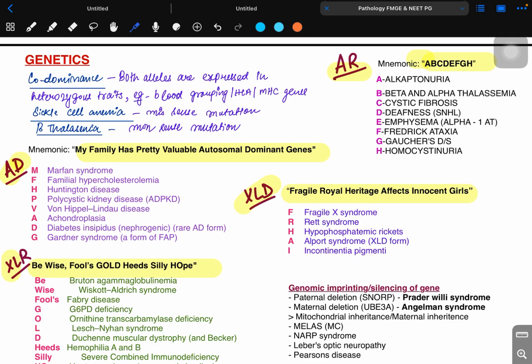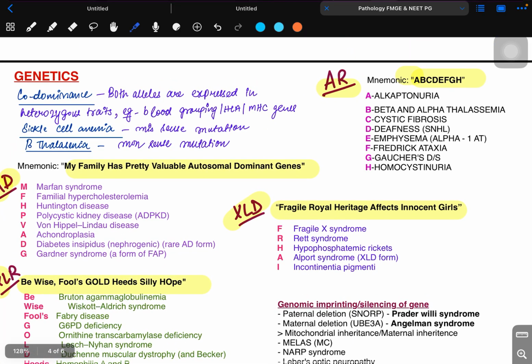So if in the question any disease is asked, like what type of inheritance is this, you can answer it properly. If you understand this mnemonic, you can remember these diseases. Again, autosomal recessive is by the mnemonic A, B, C, D, E, F, G, H. A for alkaptonuria, B for beta and alpha thalassemia, C for cystic fibrosis, like that. You have to remember this same.